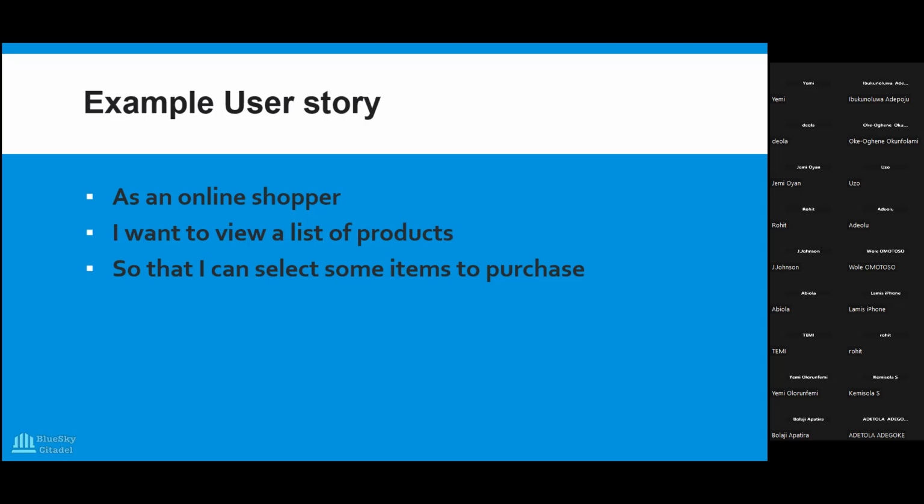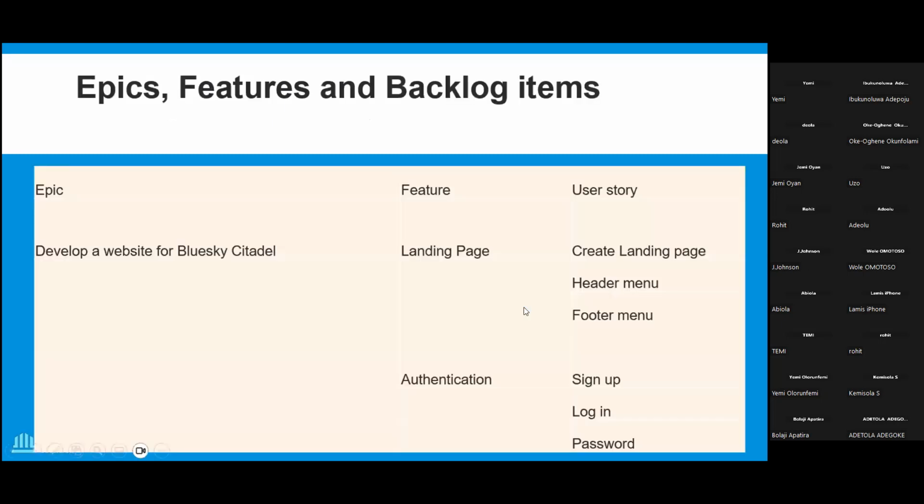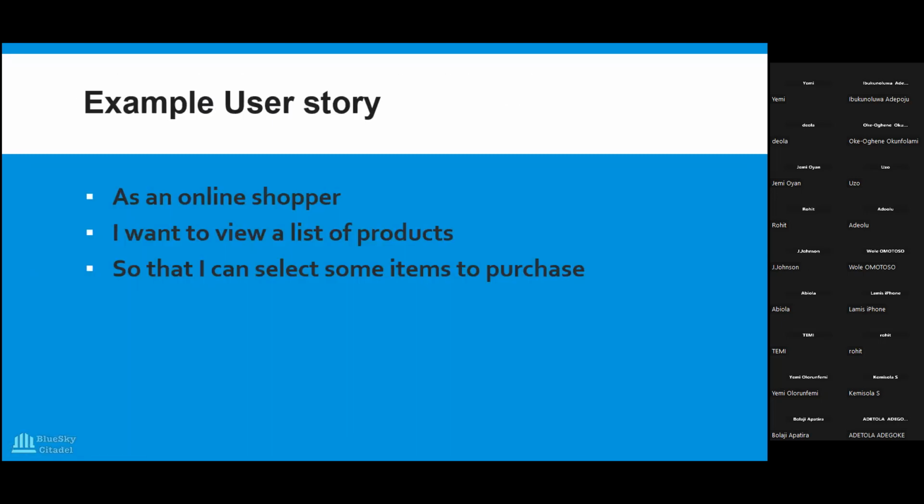Was somebody unmuted? All right. So where are we? As an online shopper, you've defined the type, you've qualified the type of user. I want to view. So what do you want to do? What's the goal? And then why? What's the reason behind that? So that I can select some items to purchase. Right, moving on.